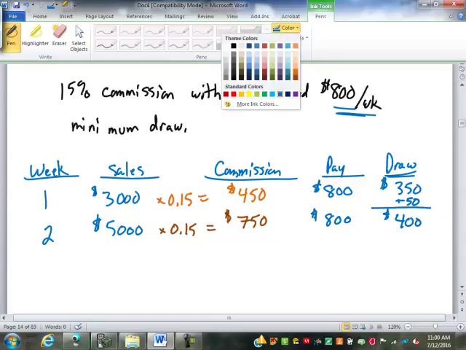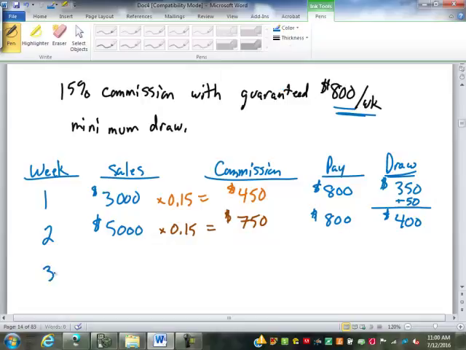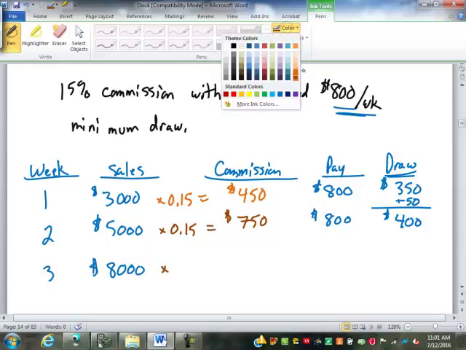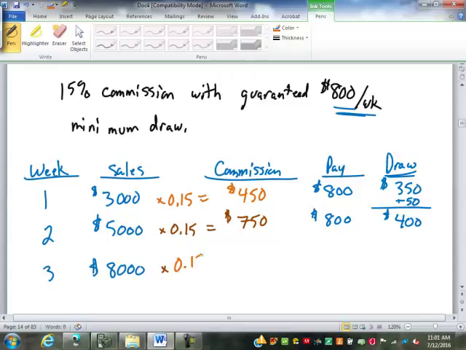Now we're going to accelerate time just a little bit here. So you're really not making commission. No, you're getting the minimum draw every week right now. But the commission is still relevant, and I'll show you why here. Most people, it takes them several weeks to get up to speed. But let's say that in the third week you hit your stride, and in this third week you have $8,000 in sales. Your earned commission, 8,000 times your 15% or 0.15, is $1,200.